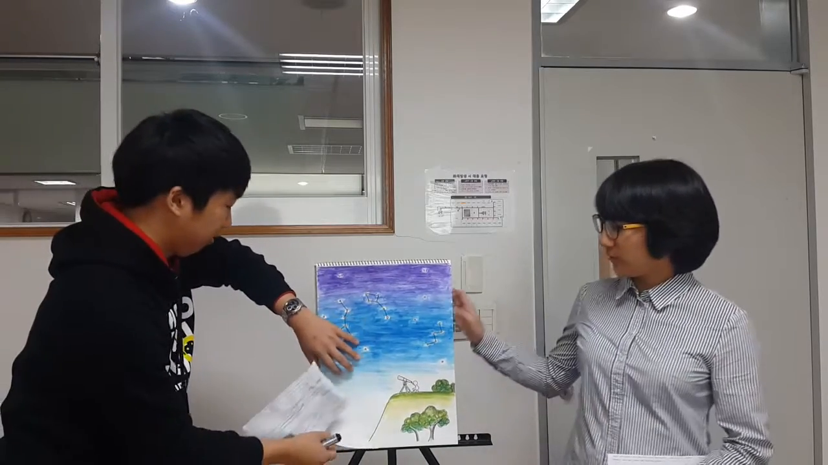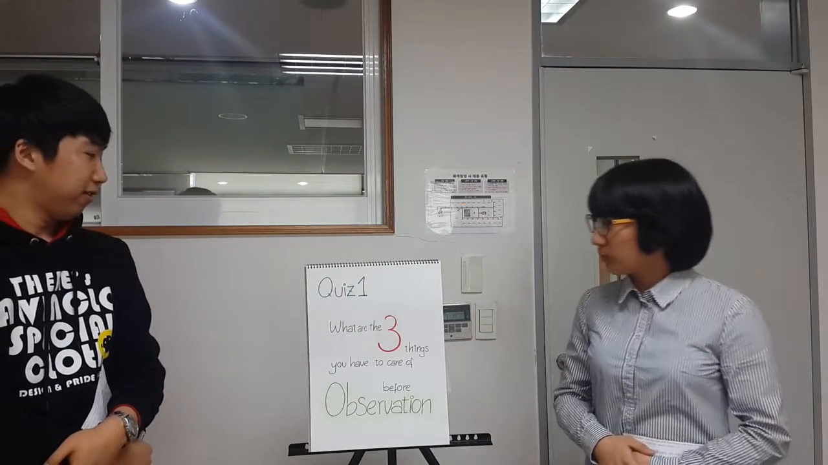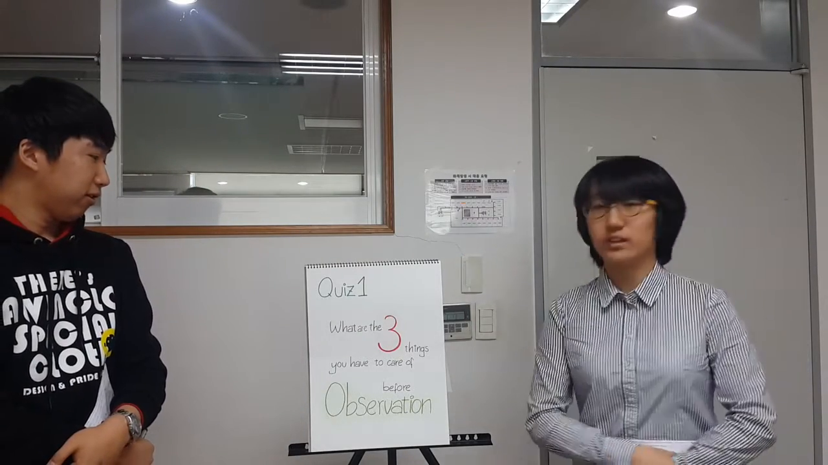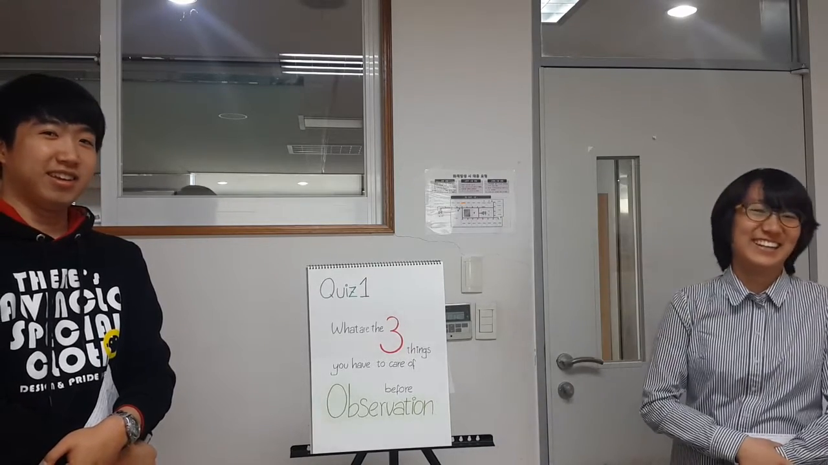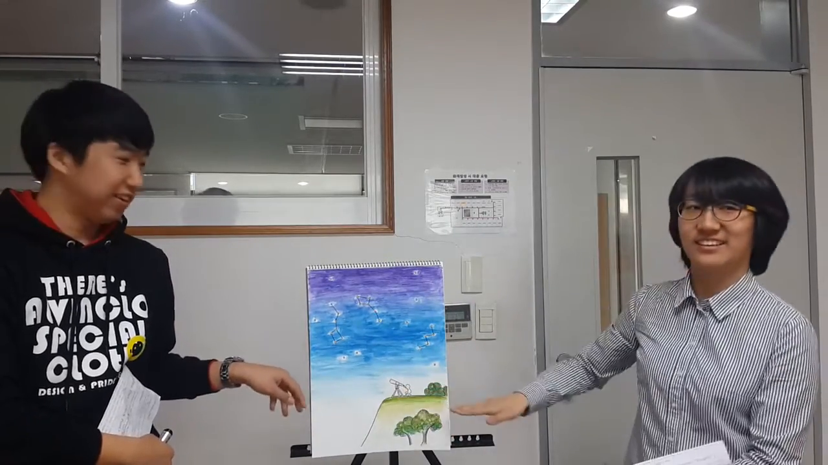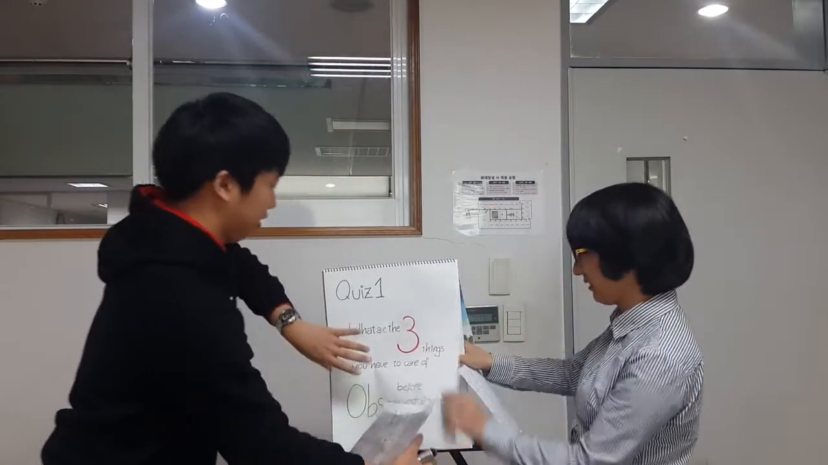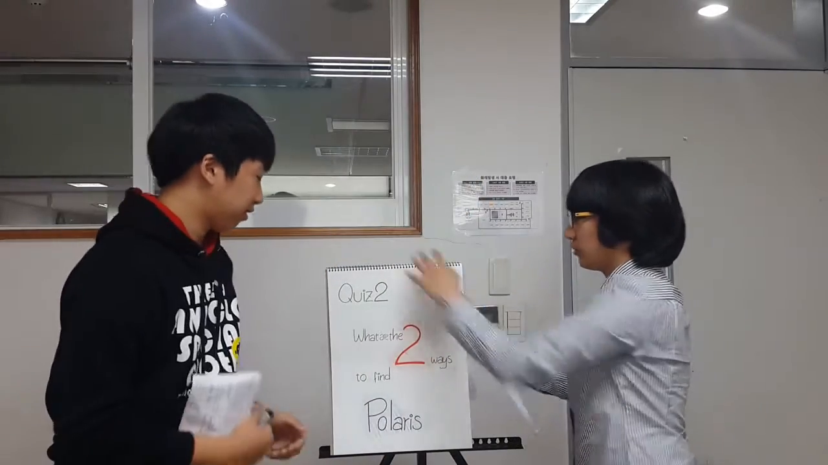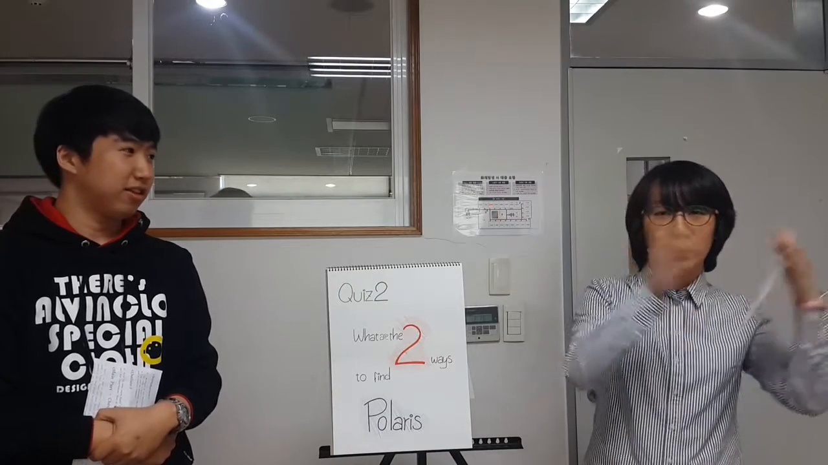Rick and I have prepared some quizzes, and I hope you would like them. Quiz 1, what are the 3 things you have to care about before observation? Oh, you're right. Oh, clap. Quiz 2, what are the two ways to find Polaris using blank and blank?